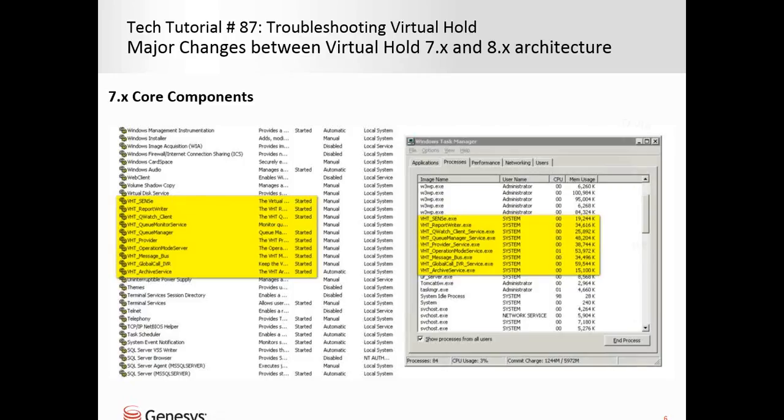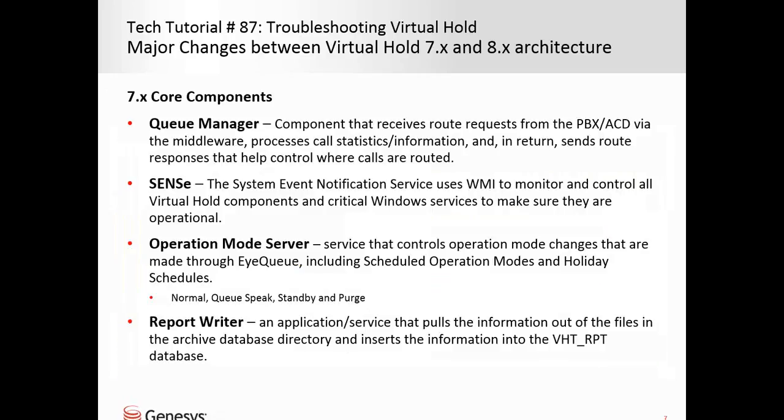Each VHT component performs tasks essential to Virtual Hold's functionality. Queue Manager receives route requests from the PBX or ACD and processes call statistics and user data. In return, Queue Manager then sends the route responses that are used to control the routing of a call. Sense stands for System Event Notification Service. Sense uses Windows Management Instrumentation to monitor and control Virtual Hold and other critical Windows services to ensure that they are operational.